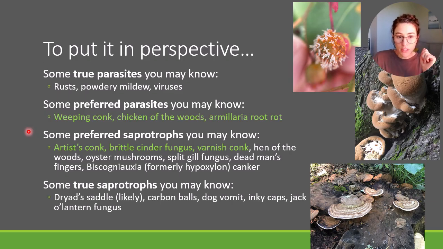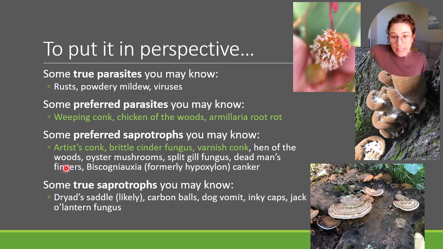But there are some true saprotrophs that you might be familiar with, things like dryad saddle or pheasant's back, carbon balls, dog vomit, which is technically a myxomycete or a slime mold, inky caps, which are little tiny mushrooms that sort of dissolve into black goo. These are saprotrophs, and the jack-o'-lantern fungus, something that looks very similar to Armillaria root rot, but clearly is quite a different type of fungus. So again, these are ones that are going to exclusively stay in the dead wood and not be able to breach past that barrier or reaction zone of a living host. And so they just would feed, for example, just in the heartwood, whereas some of these other ones can breach into the living tissue, aka the sapwood.